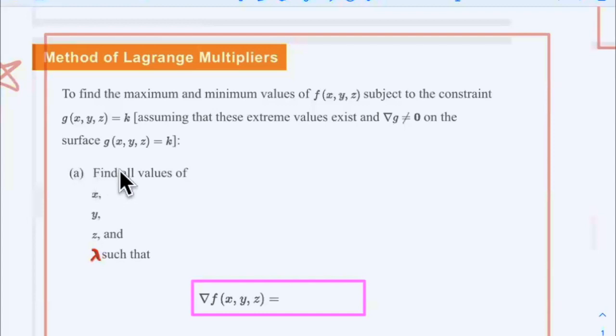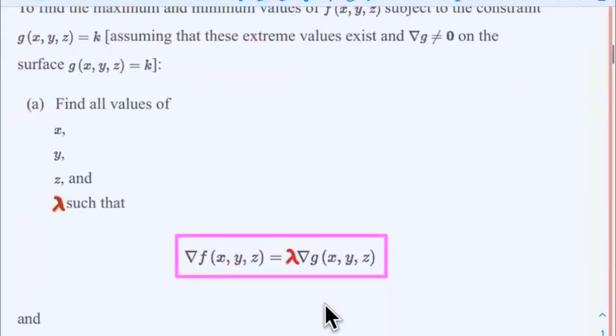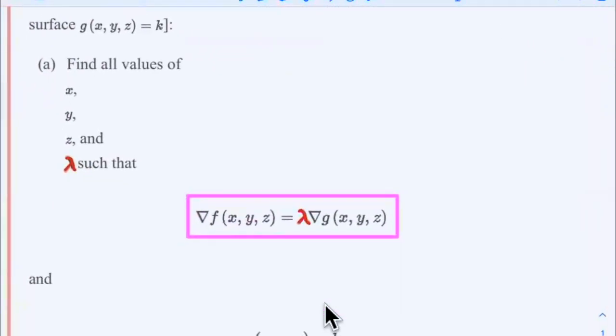the first step is to find all values of x, y, z, and lambda such that the gradient of f equals what? You guys remember? Gradient f equals lambda times gradient g, right? Yeah, you guys got it. Good job. So this is one of the equations that you need to solve, so you can solve for x, y, z, and lambda.